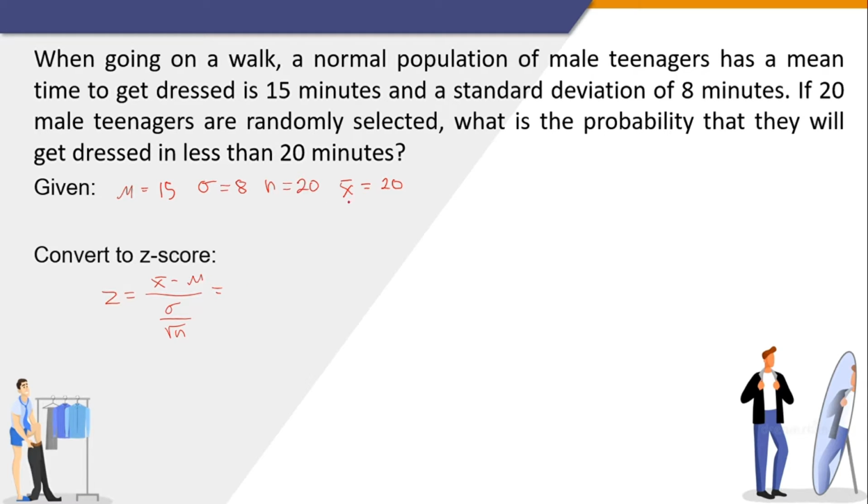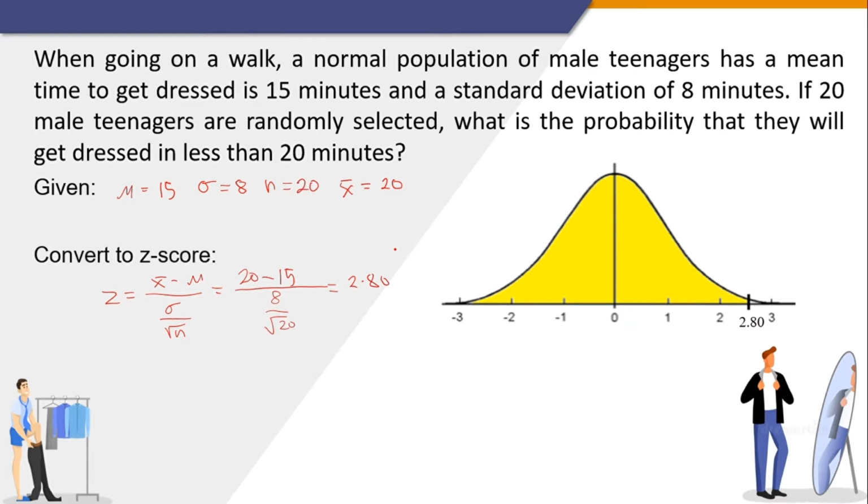Yung sample mean natin is equal to 20 minus yung population mean natin is equal to 15 divided by the standard deviation, which is 8, divided by the square root of n, square root of 20. So, this will be equal to 2.80. And sa normal curve, 2.80 is somewhat here. And since sabi nga dito, less than 20 minutes, so ito yung doon sa left side, yung shaded area niya. So, starting from 2.80 pa left, yung isa-shade natin sa normal curve.